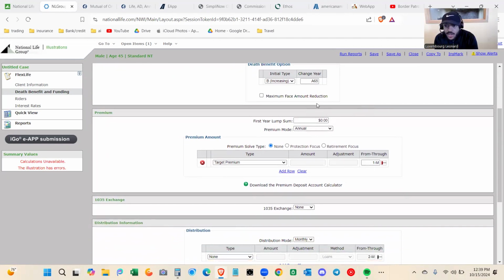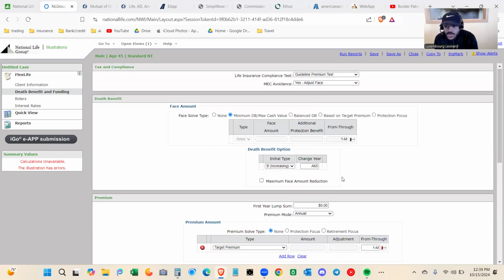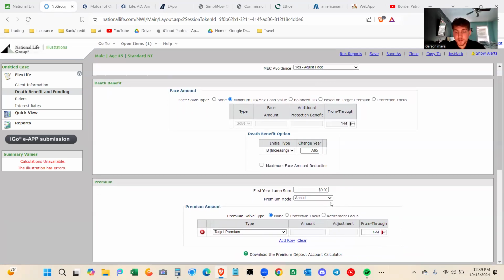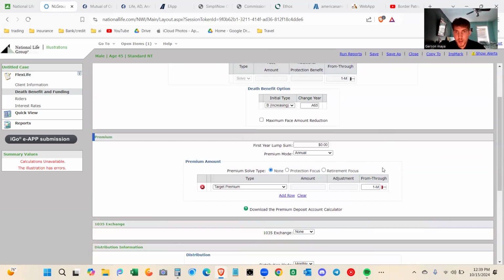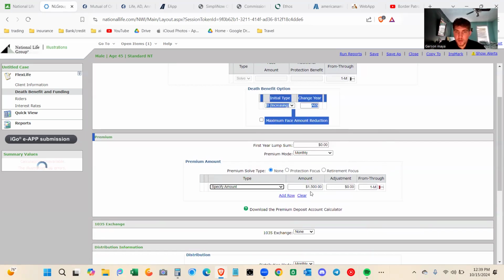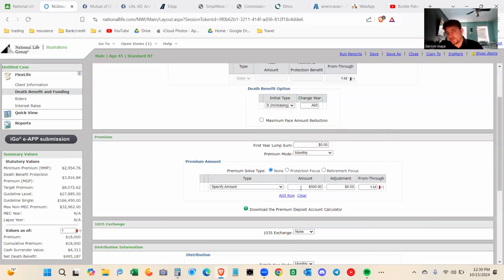What does that M stand for? Is that one first year to maturity? Yes. So I'll do premium mode. Don't worry about the first year lump sum. Don't worry about that. Don't worry about the maximum face amount reduction. Monthly target premium, specify amount, say $500 a month. Yeah, M is just maturity of the policy, until they die. I just do one through age 65.